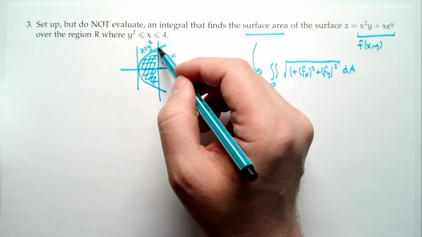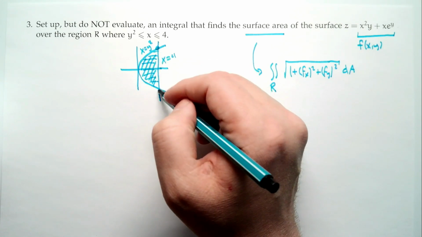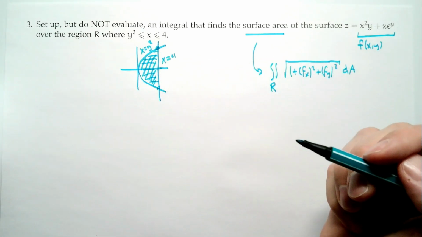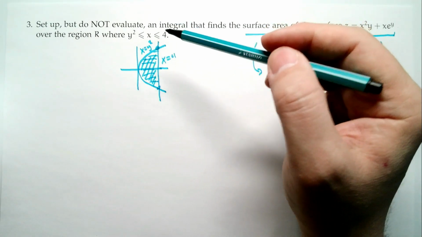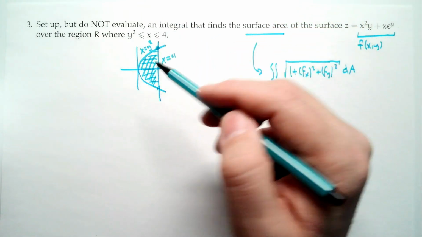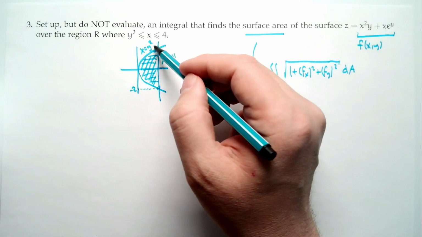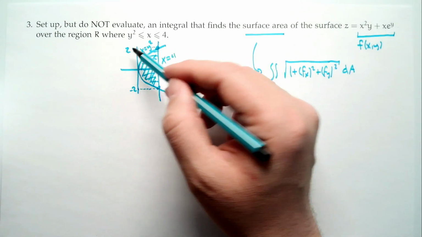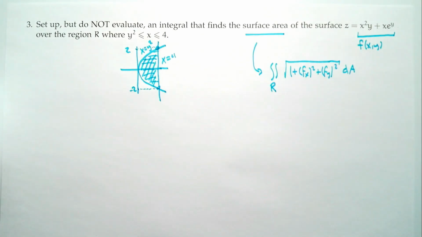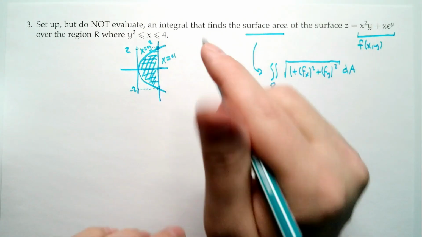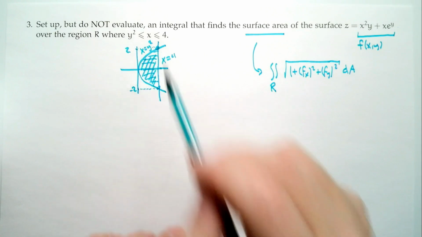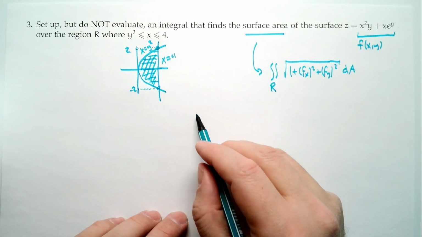So if we do horizontal slicing, all we have to figure out is what range of y's do we have. And to do that, we say, well, when does y squared equal 4? And the answer is at plus or minus 2. So we can go between negative 2 and 2 for y, and then x can go from y squared to 4. So now we're ready to put it together.